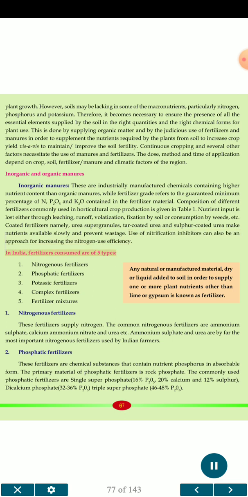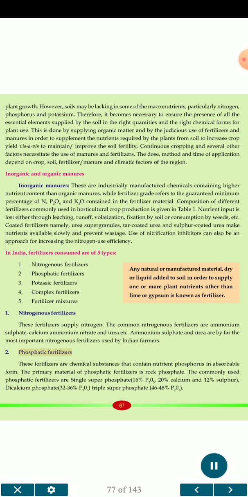In India, fertilizers consumed are of 5 types. 1. Nitrogenous fertilizer, 2. Phosphatic fertilizer, 3. Potassic fertilizer, 4. Complex fertilizer, 5. Fertilizer mixtures. 1. Nitrogenous fertilizer. These fertilizers supply nitrogen. The common nitrogenous fertilizers are ammonium sulfate, calcium ammonium nitrate and urea etc. Ammonium sulfate and urea are by far the most important nitrogenous fertilizers used by Indian farmers.